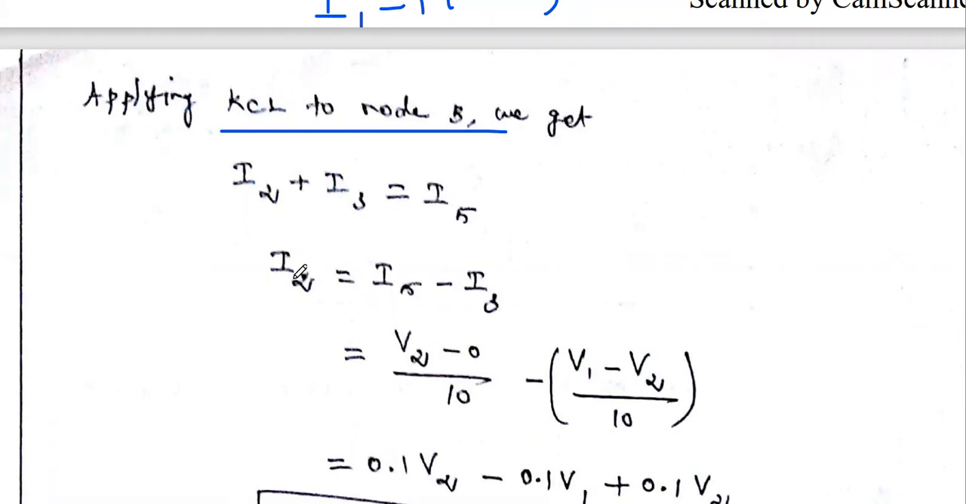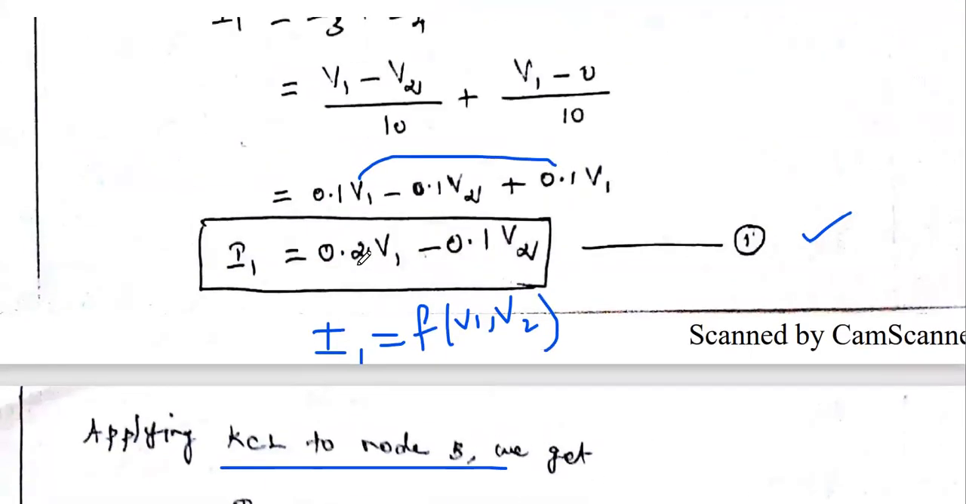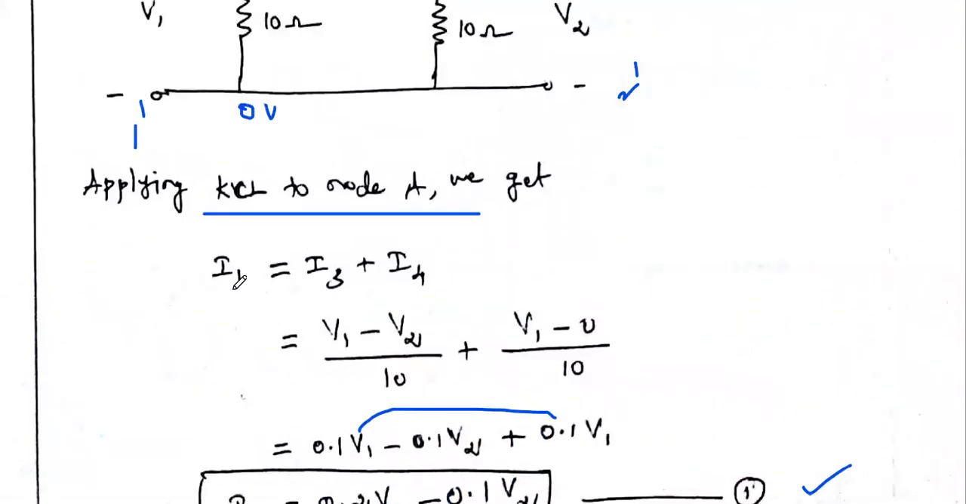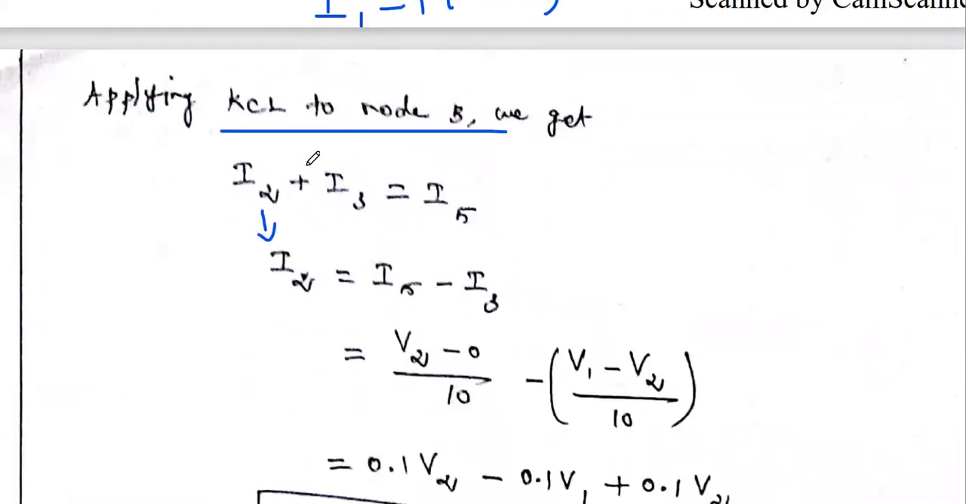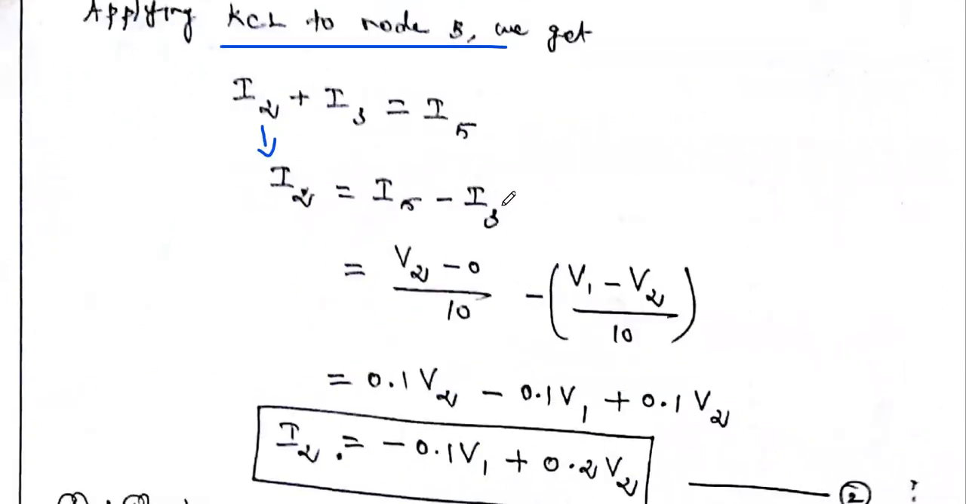We want the I2 equation in terms of V1 and V2, so you keep I2 as it is. In the previous equation, we kept I1 as it is, and we substituted only the remaining two currents in terms of V1, V2. Similarly, in the second equation, we want I2 as a function of V1 and V2, so you keep I2 as it is. Then this I3 you move to the other side, so it can be written as I5 minus I3.